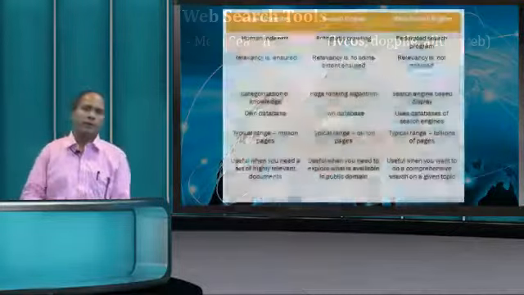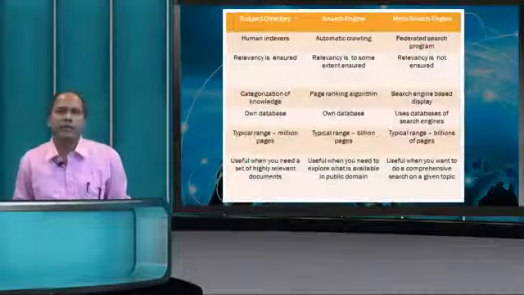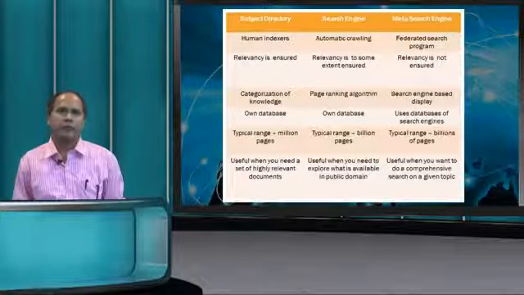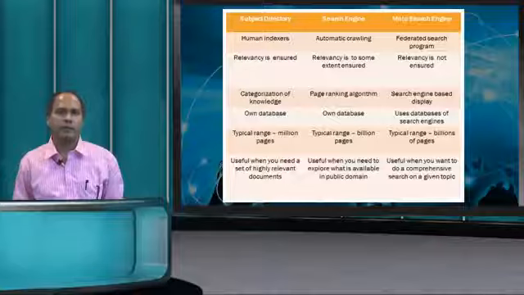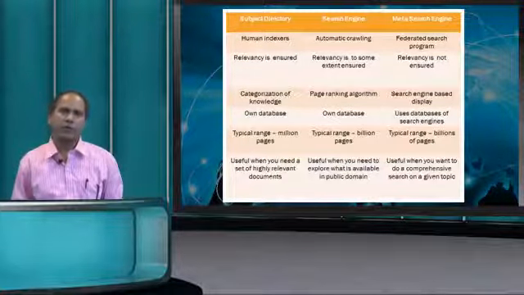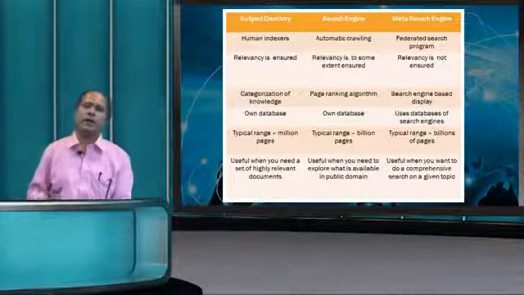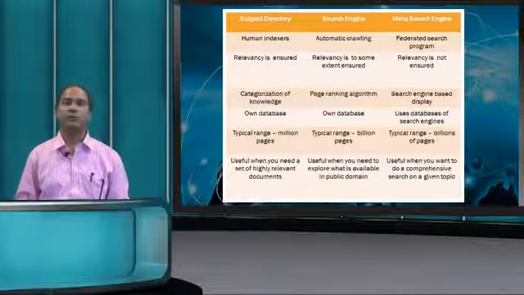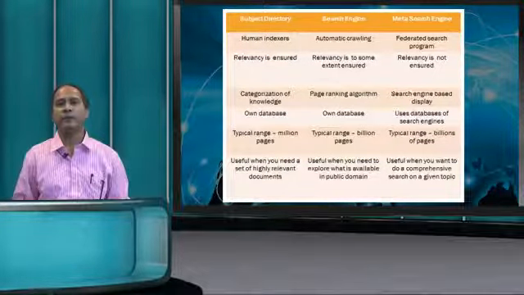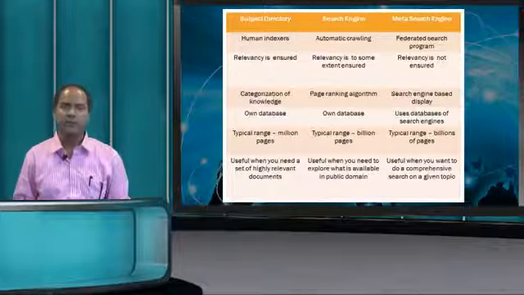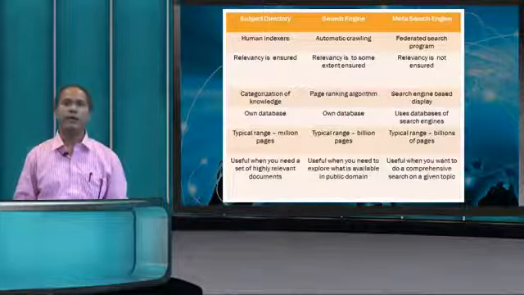Now, if you see the slide, here you can see the basic differences between these 3 web searching tools. Subject directories are based on human indexers. Here relevancy is ensured, and they follow a certain kind of categorization of knowledge. They have their own databases, and the typical range of resources included in a typical subject directory is in the tune of millions of pages, and it's very useful when you need a set of highly relevant documents.